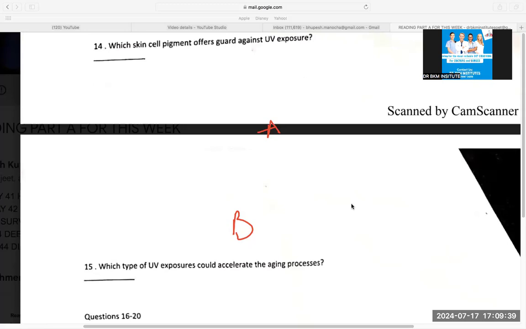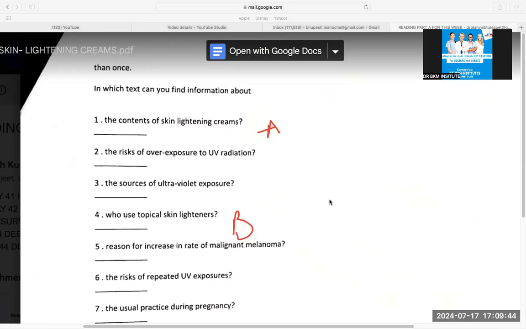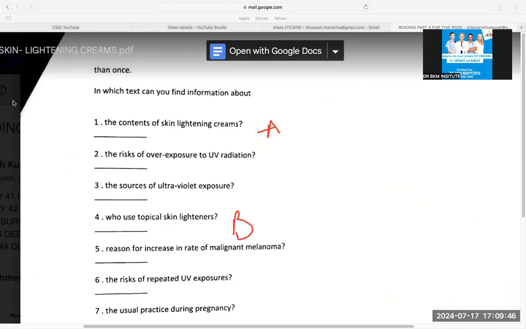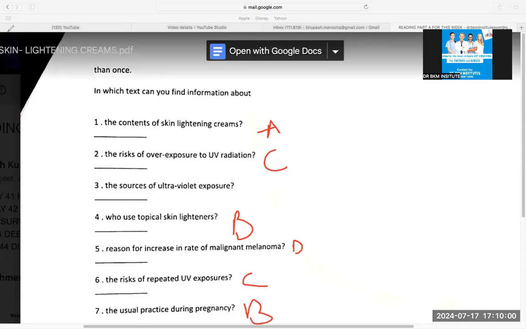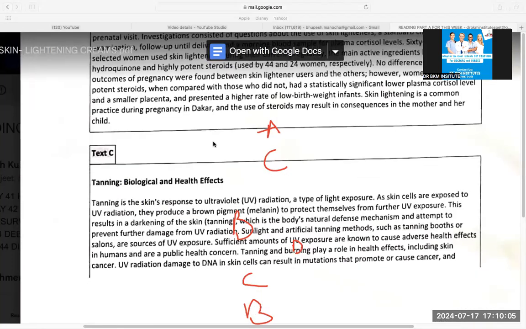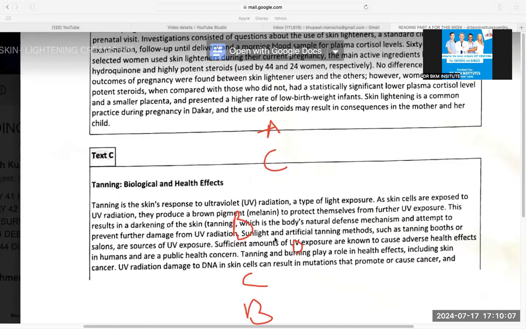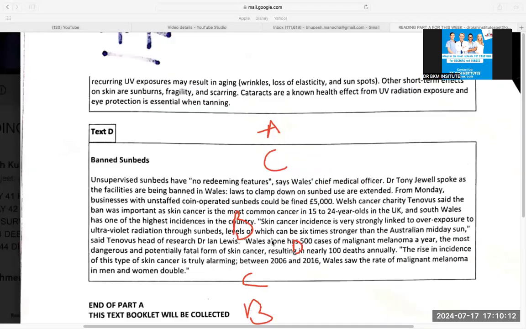So if we are talking about malignant melanoma, that answer should be C. Sources of ultraviolet I did not do yet. Reason for increased rate of malignant melanoma: C. Risk of repeated UV exposure, again should be C, and pregnancy should be B. The sources of ultraviolet radiation: C. This I could not see by chance. I could not see what the sources are. Sunlight and artificial tanning, maybe it would be given in C. But again, you can't do all the questions.